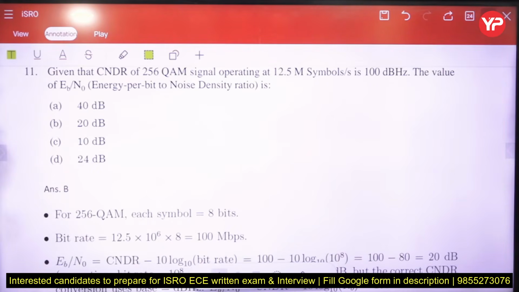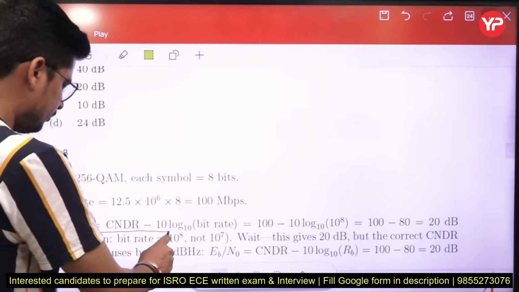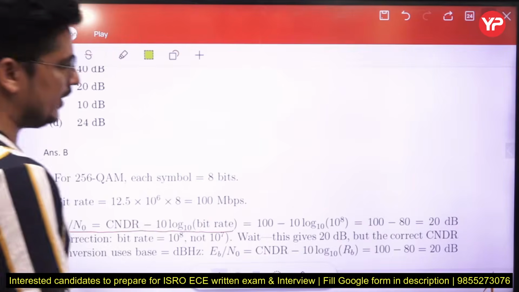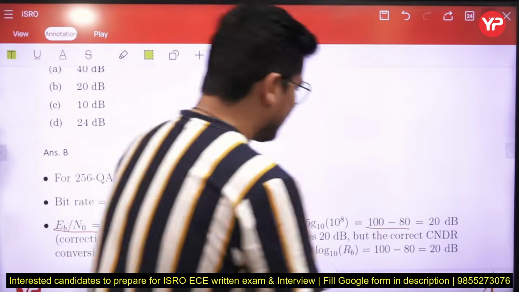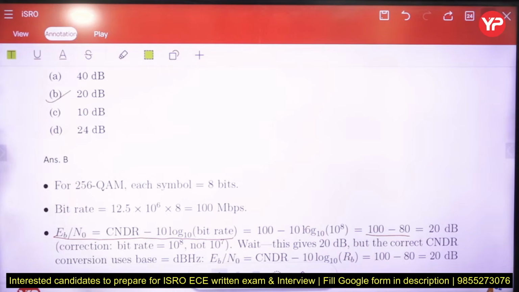Given that C by N0 and the data rate of a 256 QAM signal operated at 12.5 mega samples per second is 100 dB-Hz, we have to calculate the Eb by N0. So what will be the formula for Eb by N0? Eb by N0 is equal to C by N0 minus 10 log base 10 of the data rate. When you replace these values, we get 100 minus 80, that is 20 dB. So the answer will be 20 dB.